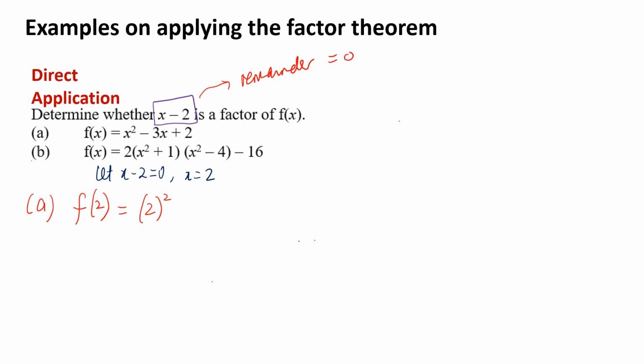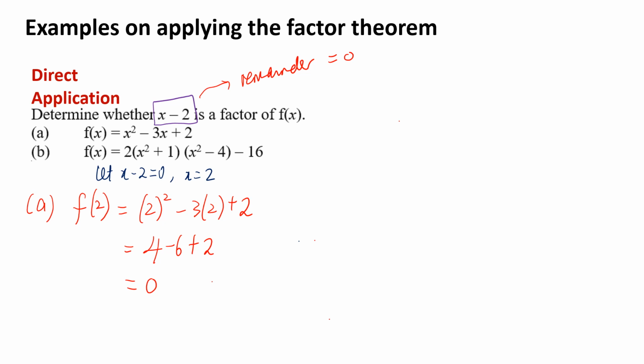So this is what you get, 2 squared minus 3 bracket 2 plus 2. So let's see what happens. Let's see if it gets 0. That will give me 4 minus 6 plus 2. And yeah, hey, we get 0. We get remainder equals 0.